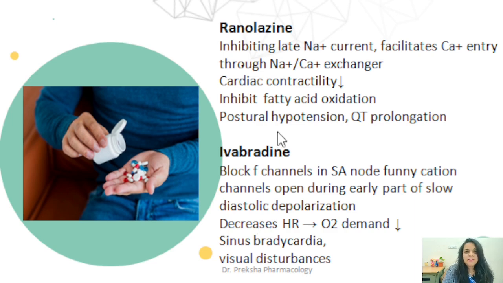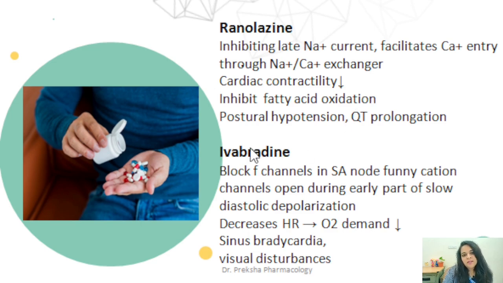Ranolazine: this drug acts by inhibiting the late sodium current, which indirectly reduces calcium entry through the sodium-calcium exchanger. As it blocks the calcium entry, it will decrease the cardiac contractility, and that's how it decreases the oxygen demand of the heart. It inhibits fatty acid oxidation also, and it can cause postural hypotension and QT interval prolongation. So drugs which cause QT interval prolongation should not be combined with ranolazine. Ranolazine is used in the treatment of angina as an add-on therapy.